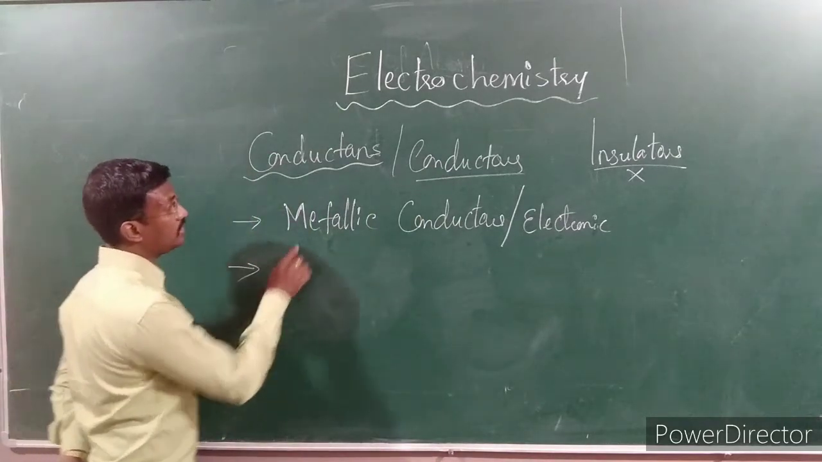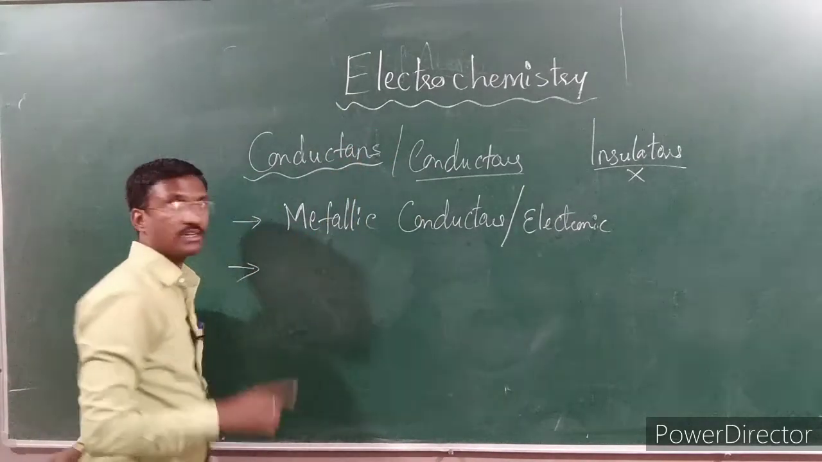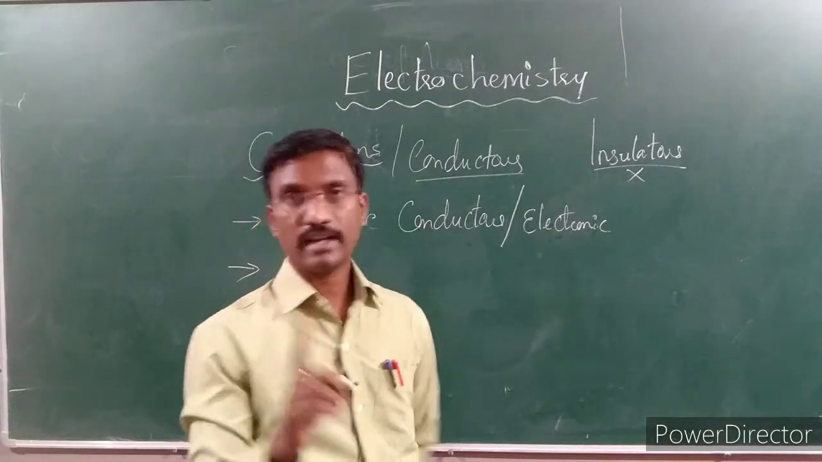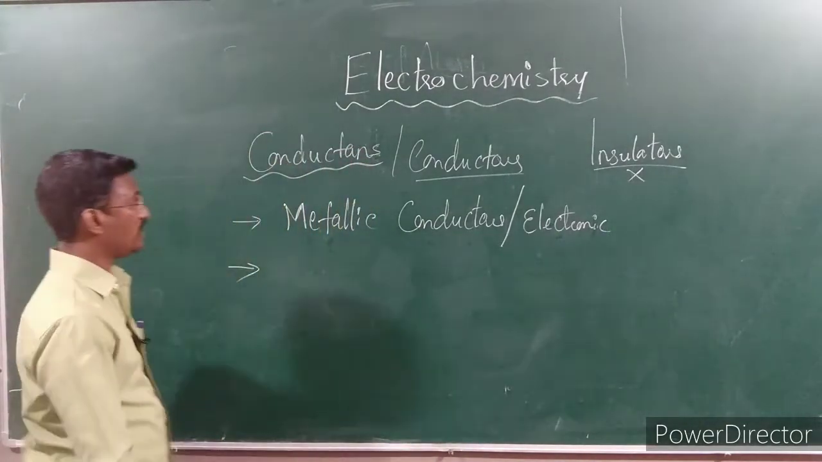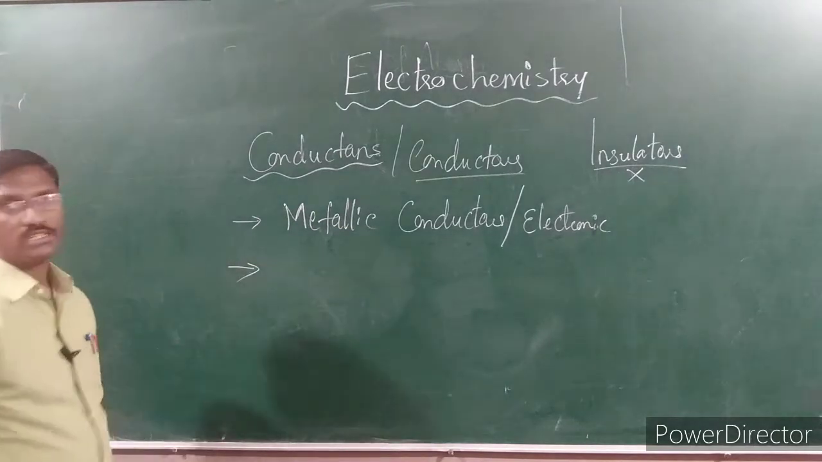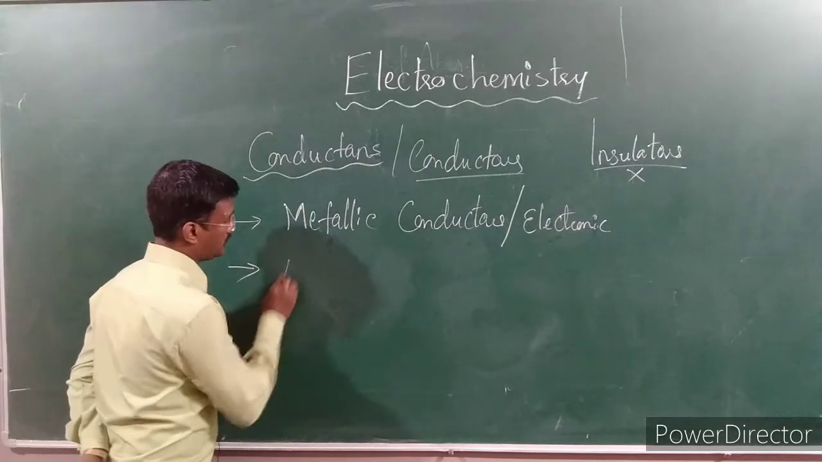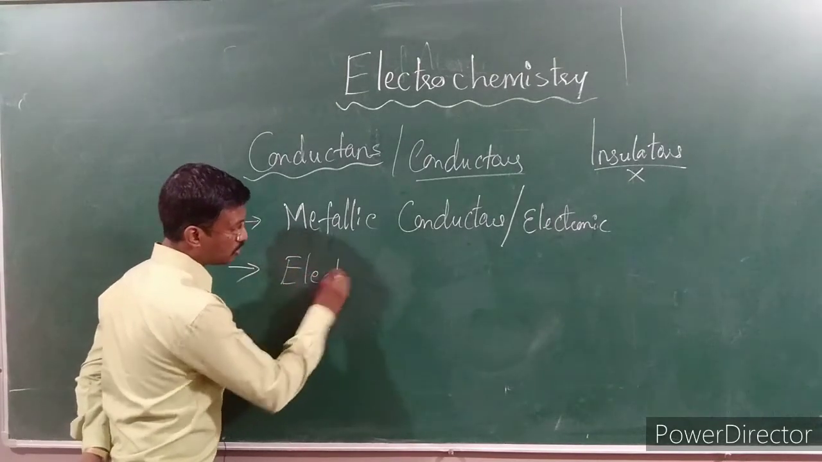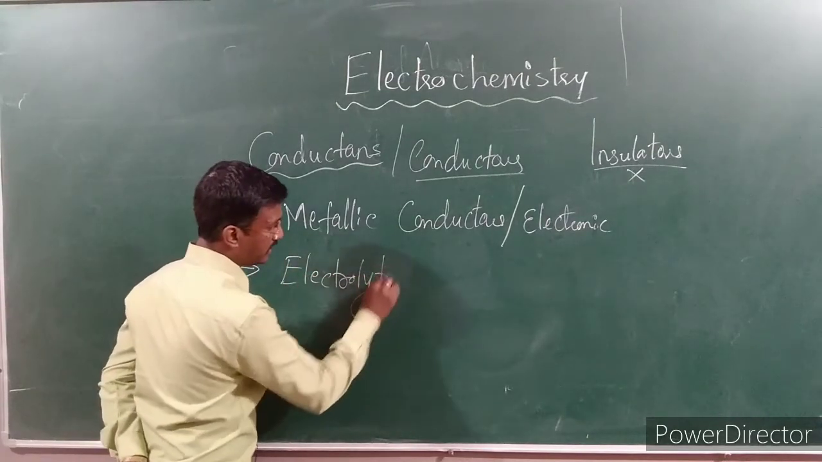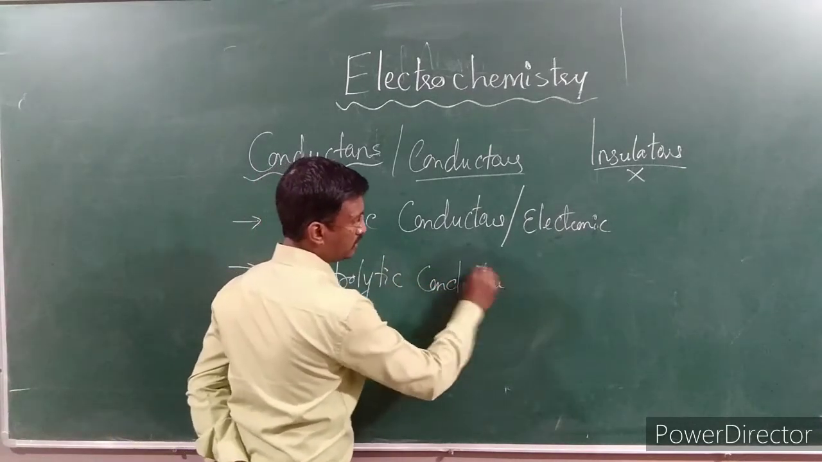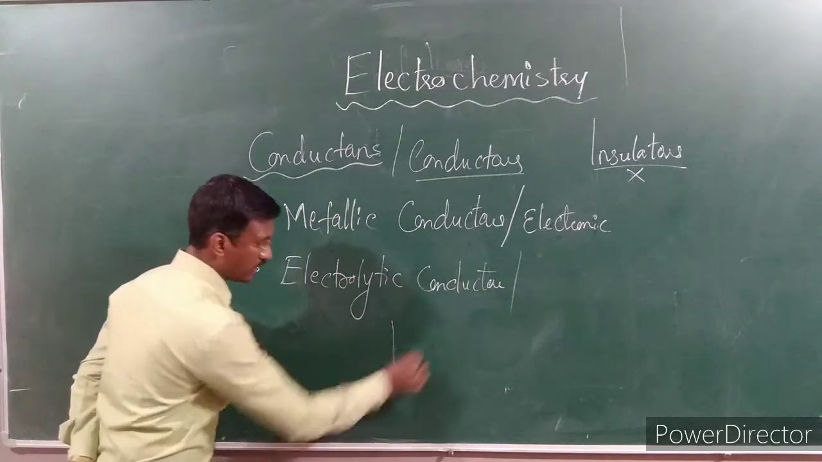Whereas the second one is where current also conducts in a liquid, meaning in a solution. Here the solution conducts electricity by the migration of ions. For that reason the first one is a metallic conductor and the second one is an electrolytic conductor. So I would like to recall something for you.